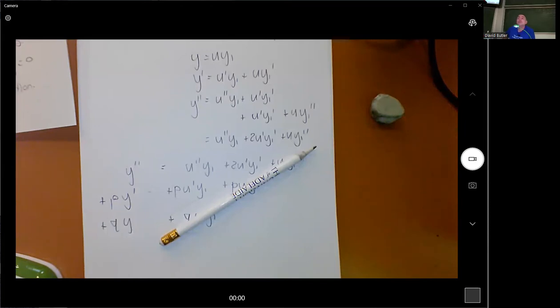Yep. Cool. Oh yeah, look at that. This has only got u dashed and u double dashed and it doesn't have u in it. And so if I made v equal u dashed, this would only be a first order differential equation and I have reduced the order. Cool, that's why it's called reduction of order. Fun, okay. I still think we need an extra piece of information.